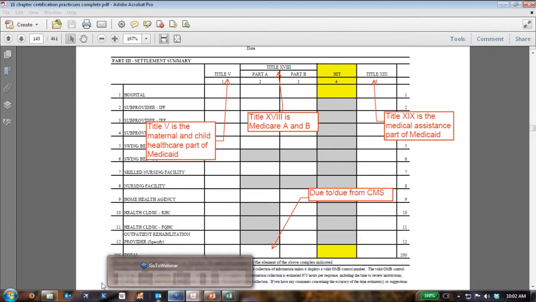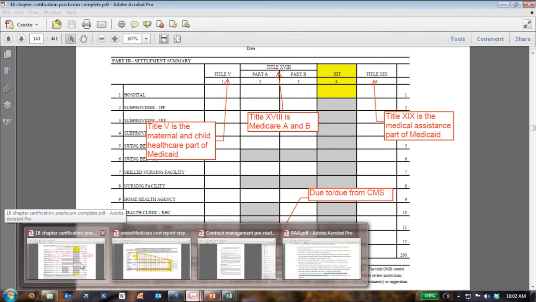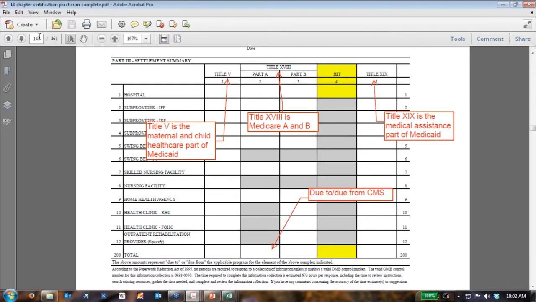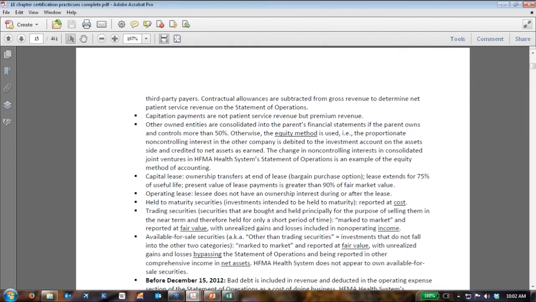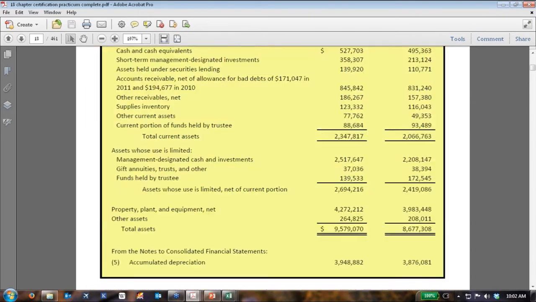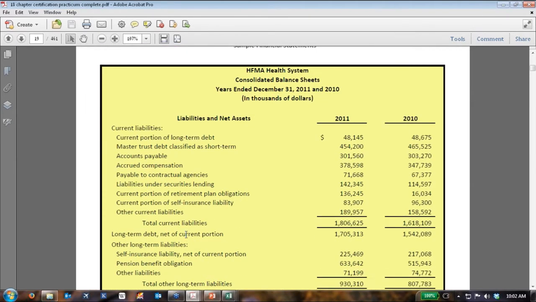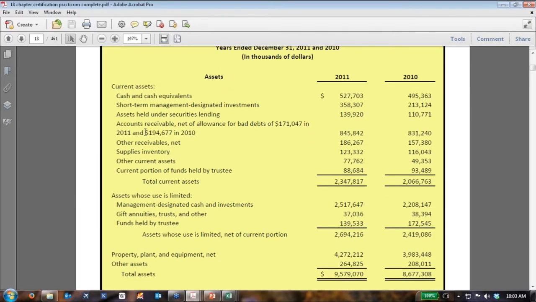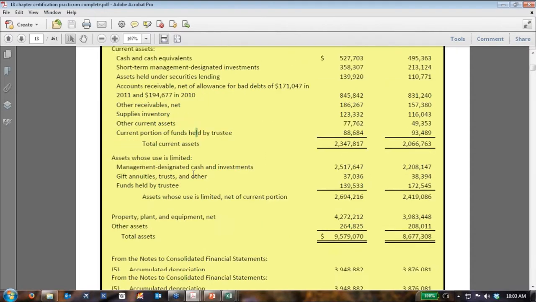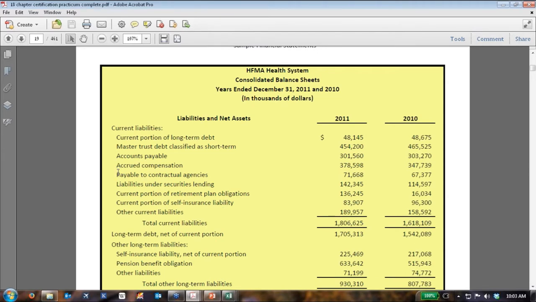Going back to our very first webinar, remember page 143. I'm going to go back to the financial statements at the beginning and look here at the liabilities. Notice that HFMA Health System had a line here called payable to contractual agencies of $71 million, and $67 million the year before. That could also have been a receivable on the current asset side, but it turns out to have been a payable. So what's the relationship of this number to the due to and due from numbers on the cost report itself?